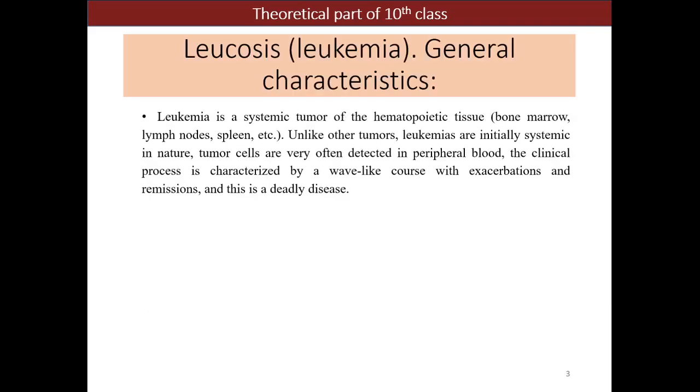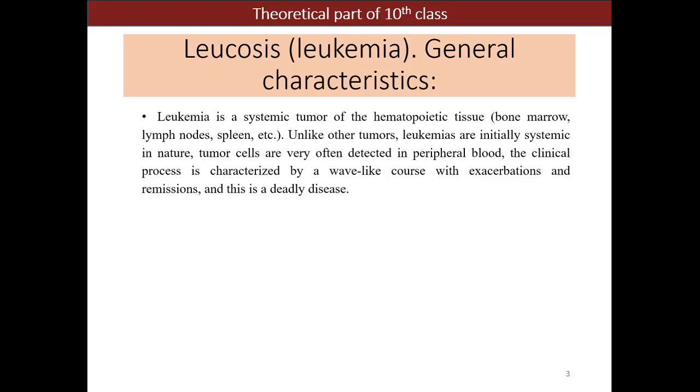So, leukemia, I have already told you the definition. It is a systemic tumor of hemopoietic tissue, and I hope you remember that hemopoietic tissue in our organism includes a lot of different organs, but the most important are bone marrow, lymph nodes, and spleen. Sometimes we may see some hemopoietic tissue in the liver or in the thymus gland and so on.